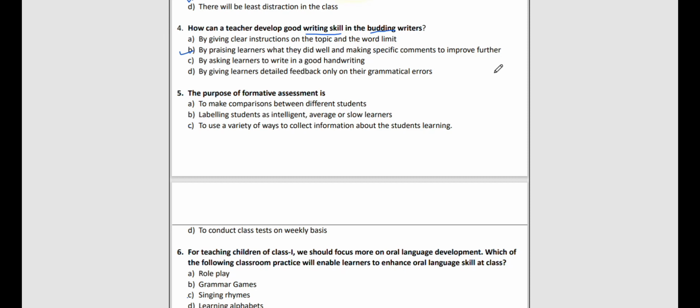Now let's go to the next question, question number 5. The purpose of formative assessment. You all know what is formative assessment and what is summative assessment. Formative assessment means assessment taking place during the course of study, during the teaching learning process. So why is formative assessment done?